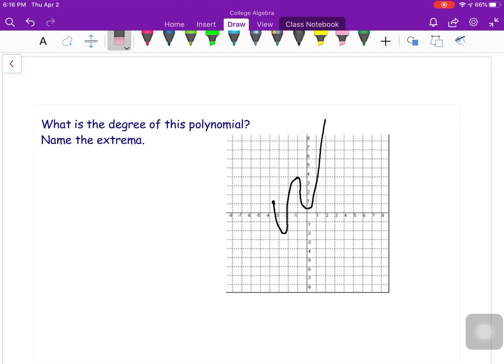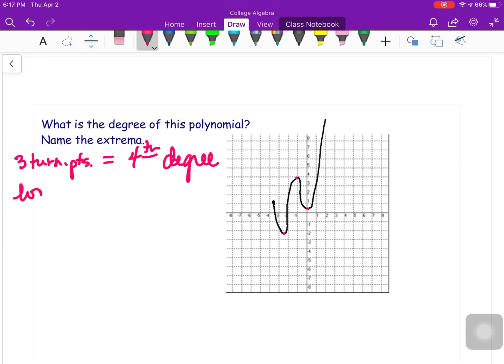Section 4.2 is about polynomials and their models. Before we start that, let's take a little review from yesterday. When we look at this graph, it says, what is the degree of the polynomial? Well, the degree should be one more than the turning points. So I count 1, 2, 3 turning points. So that means one more would be 4, so it is a 4th degree polynomial.